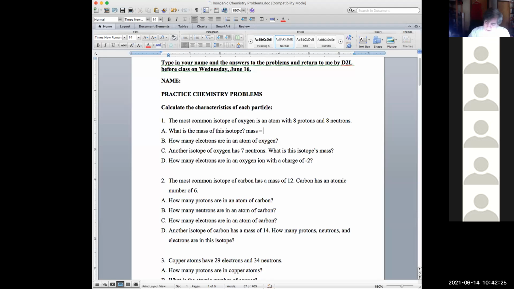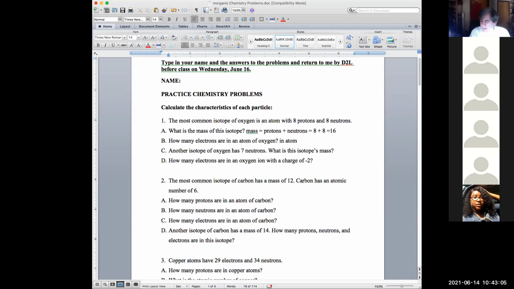So the key here is the formula we're going to use to figure this out: the mass is equal to the number of protons plus the number of neutrons, or in this case, 8 plus 8, or 16. How many electrons are in an atom of oxygen? And remember that isotope is just another kind of a fancy name for atom. How many electrons are in an isotope, in an atom of oxygen?